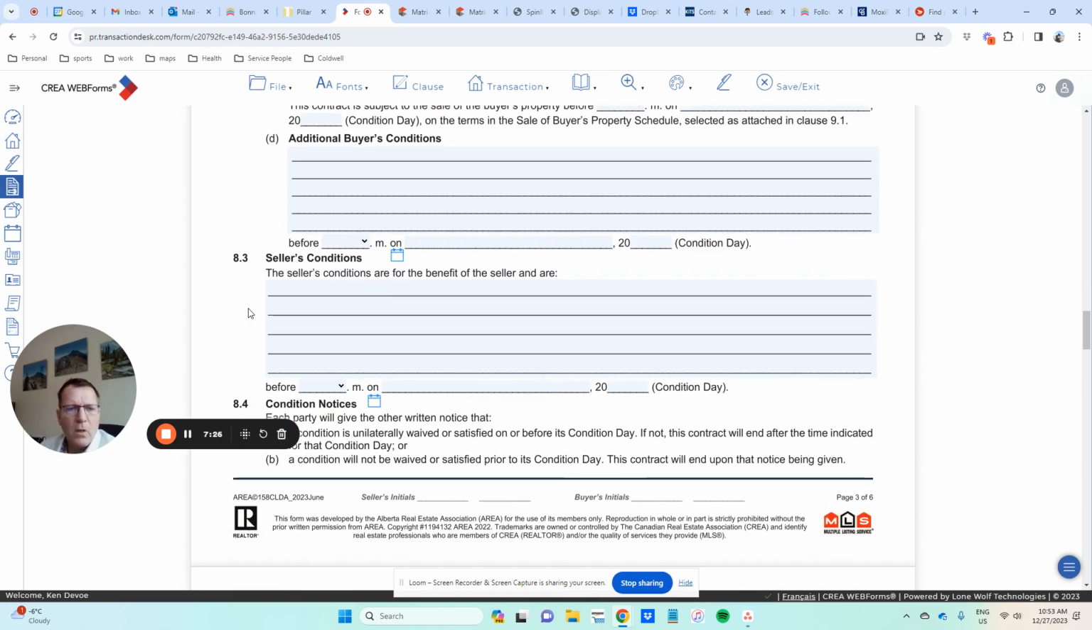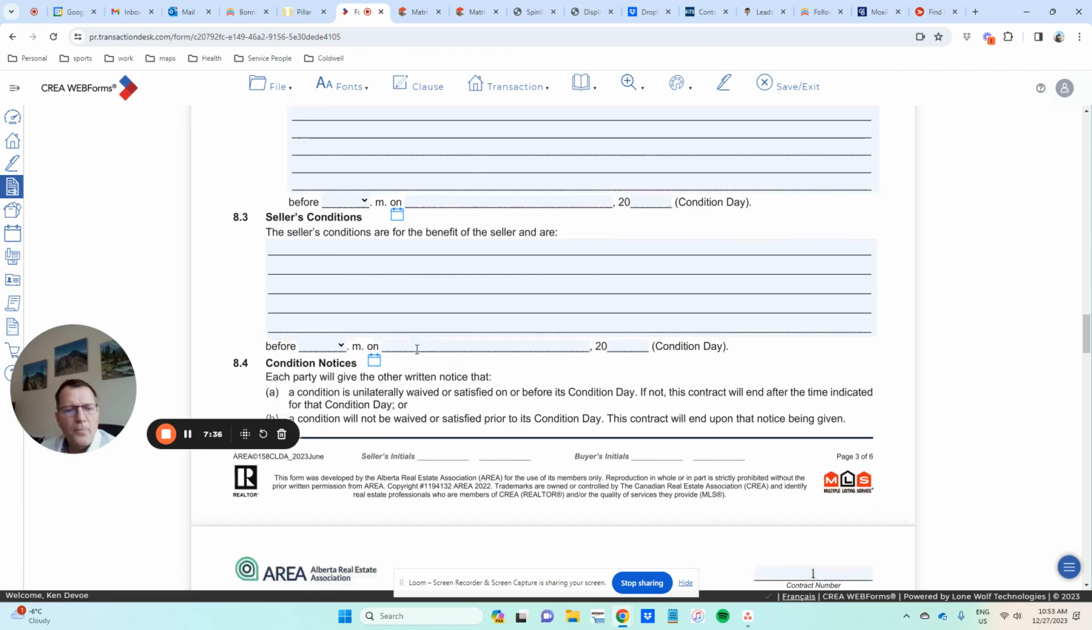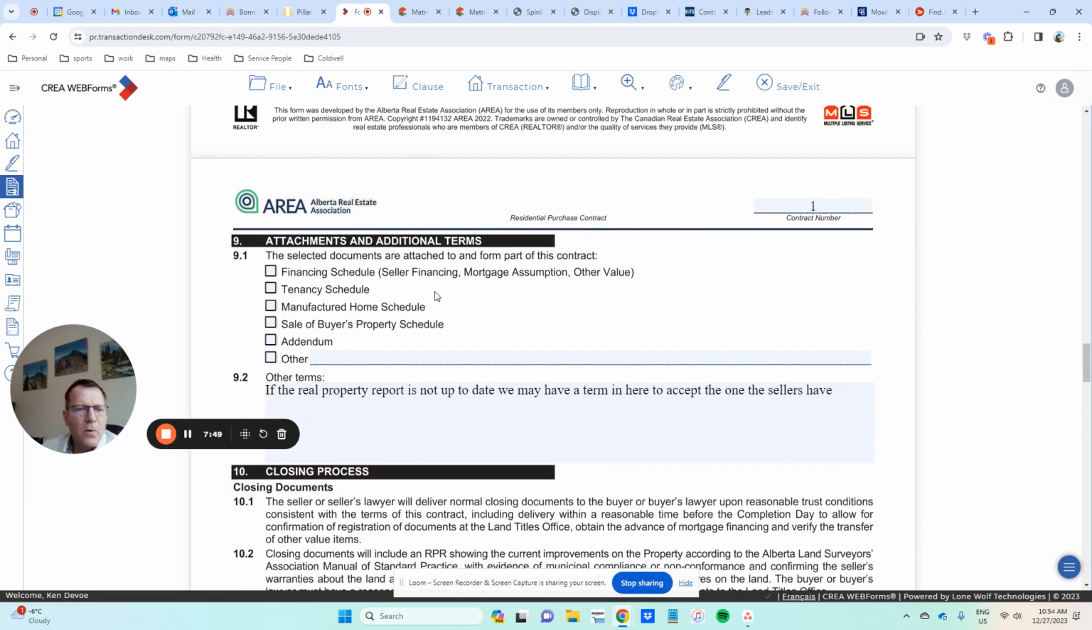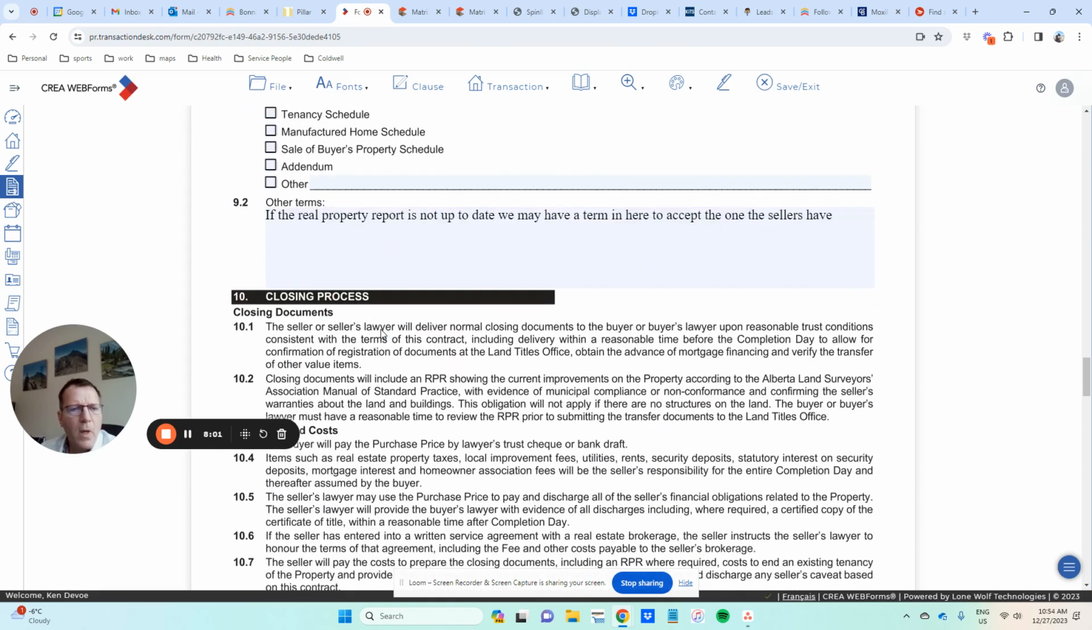If for some reason the seller has a condition, which is rare, but it does happen once in a while, the sellers will put their condition in there. Then as soon as you've done all your due diligence, your financing and inspection, we have to sign one piece of paper just saying that you're happy with everything. If there's anything attached, like the sale of buyer's property schedule, if you do have a house to sell, we'll have to fill out another piece of paper for that, and that is part of this contract.